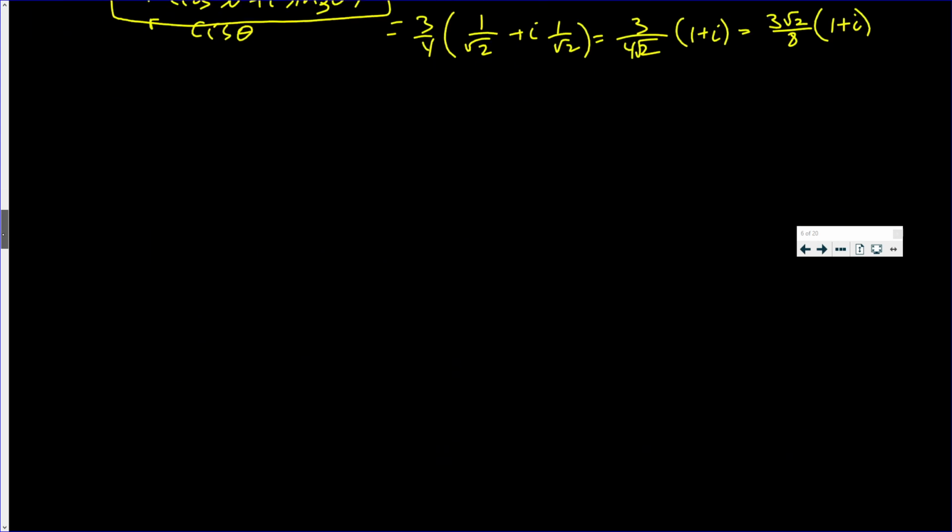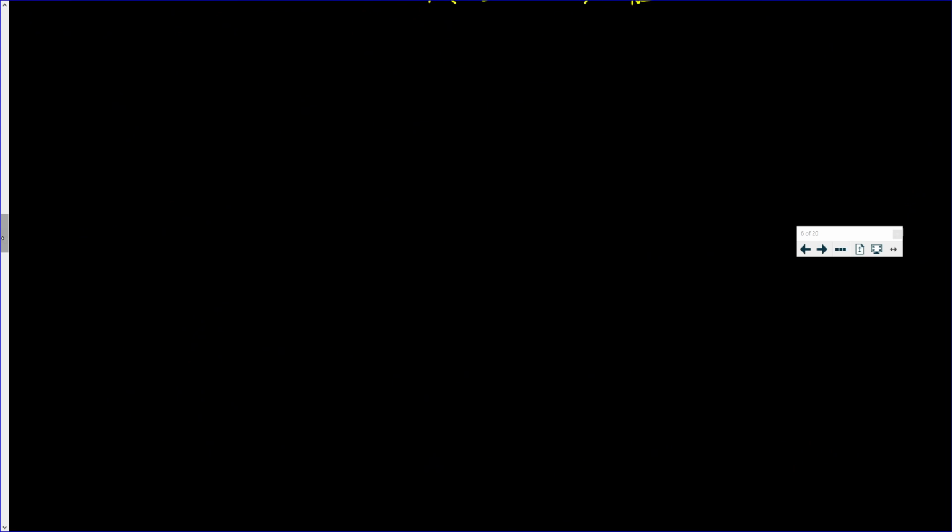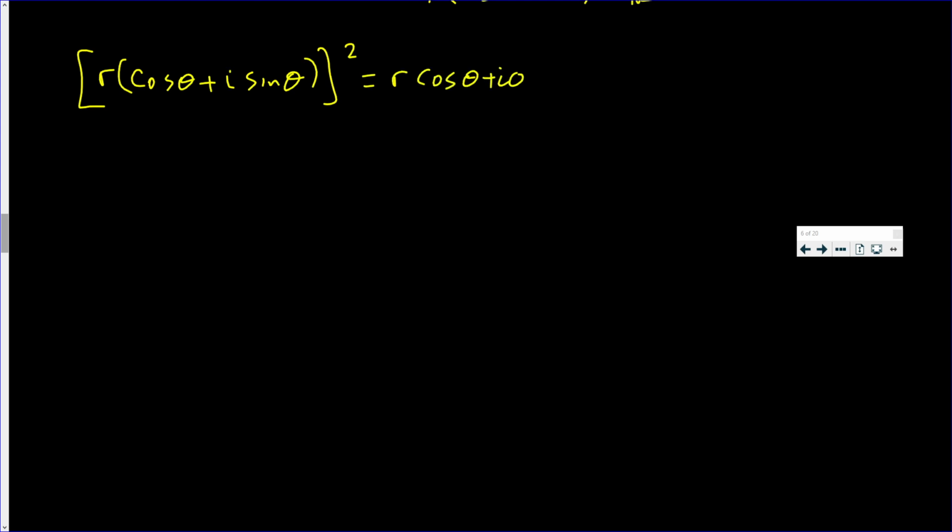Suppose that, so now what we just learned was, if you have r times cosine theta plus i sine theta, and you want to square this, that means you want to multiply this by itself 2 times.